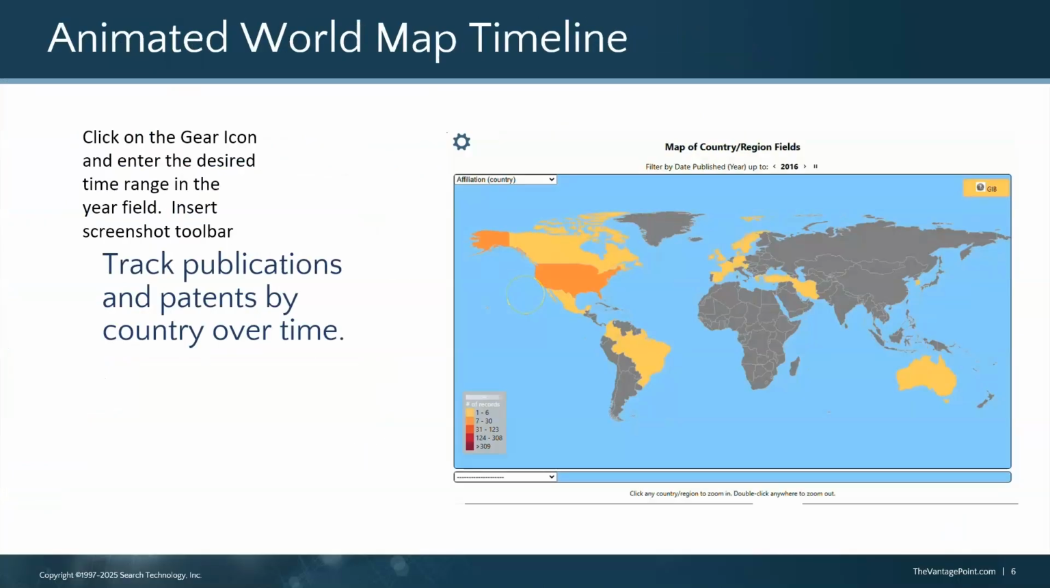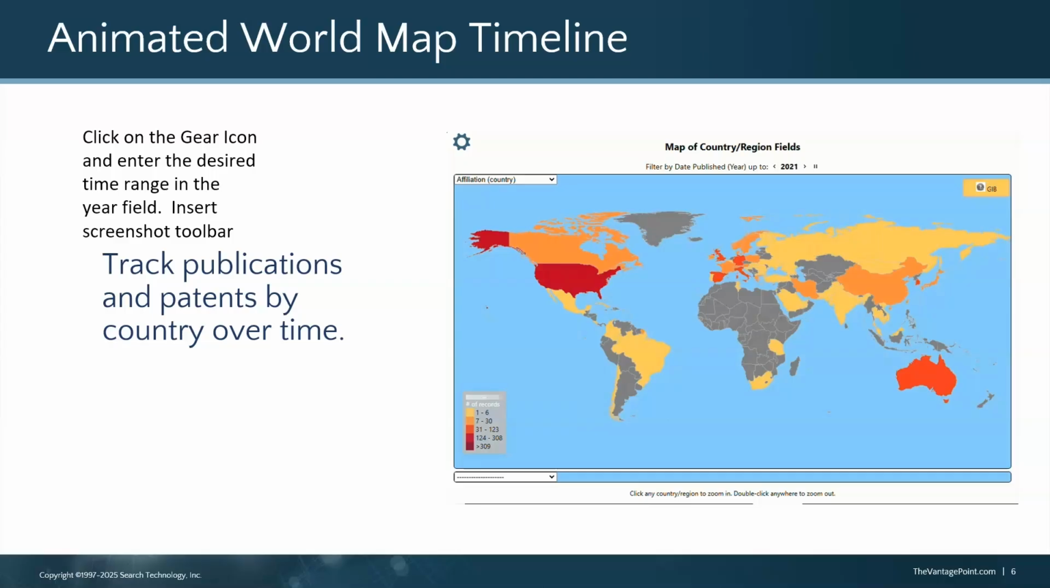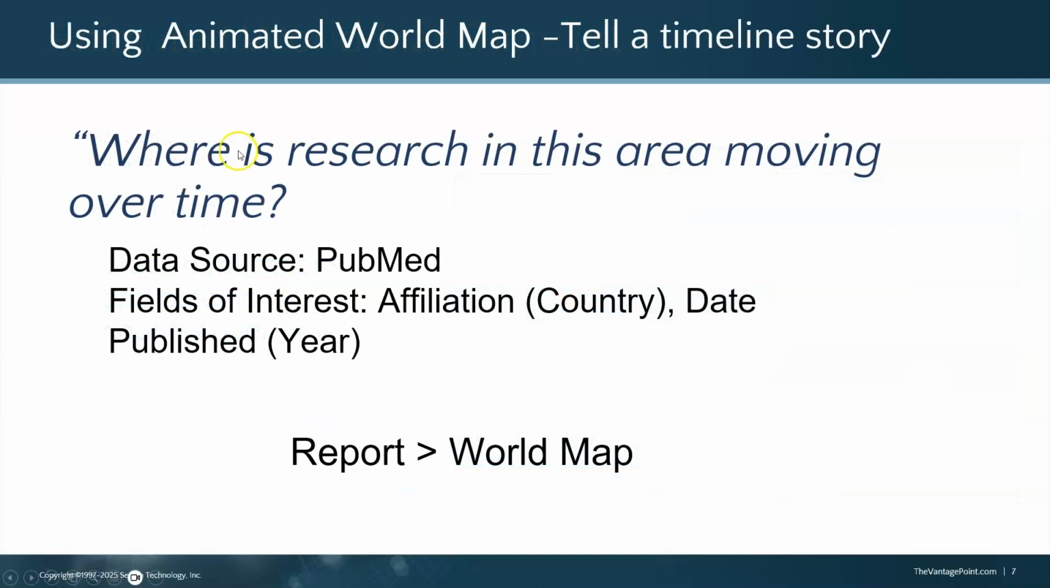Okay. Animated world map timeline. Track publications and patents by country over time. Just click the gear icon, set your year field, and watch the story unfold. So the animated world map timeline answers the question, where is research in this area moving over time?